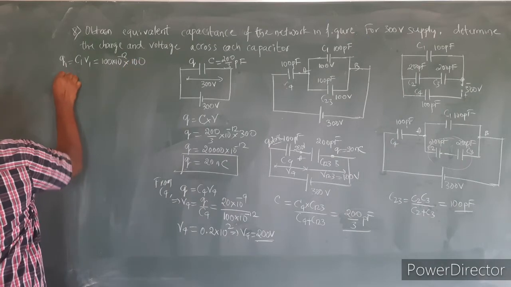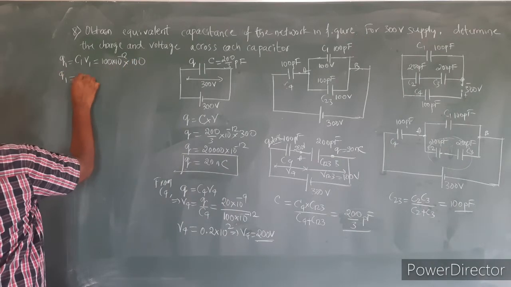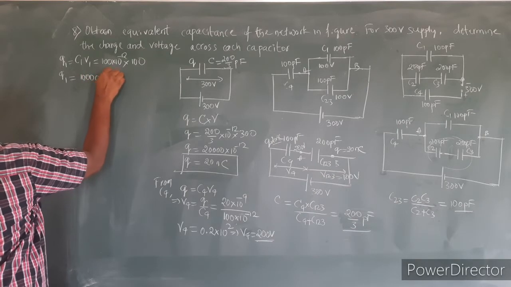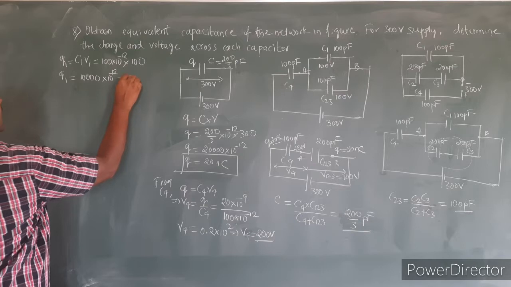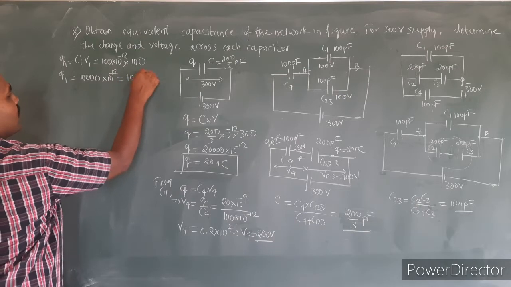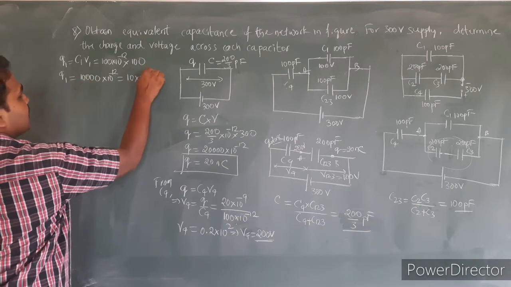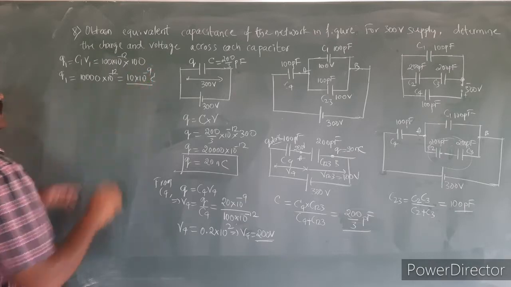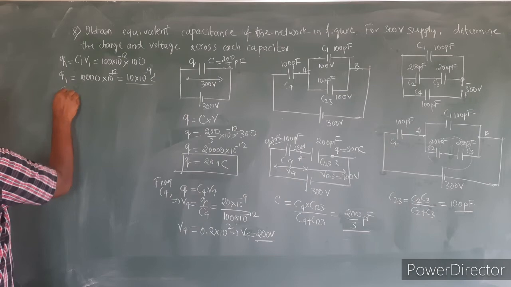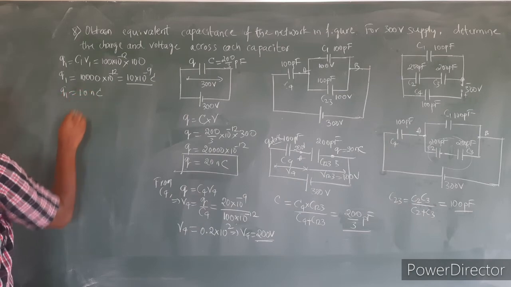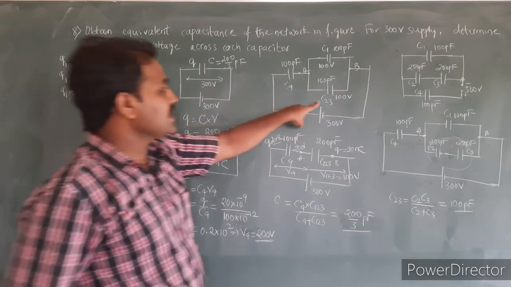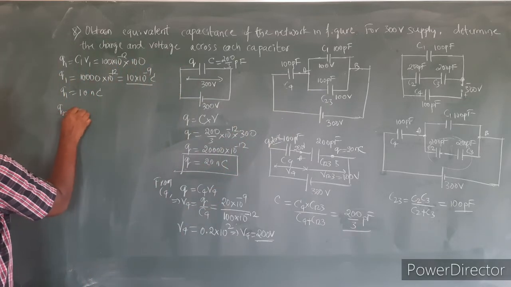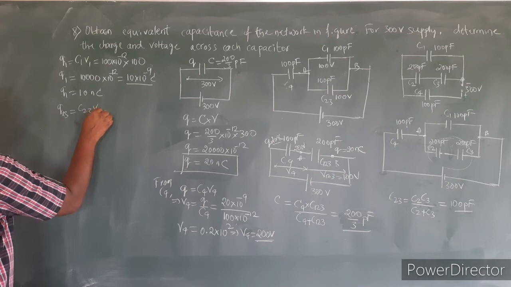So I will get Q1 is equal to 10,000 into 10 to the power of minus 12. This I can write as 10 into 10 to the power of minus 3 minus 9 coulombs. Q1 is equal to 10 nanocoulombs. And similarly, by considering the second capacitor C23 also, I can write Q23 is equal to C23 into V23.